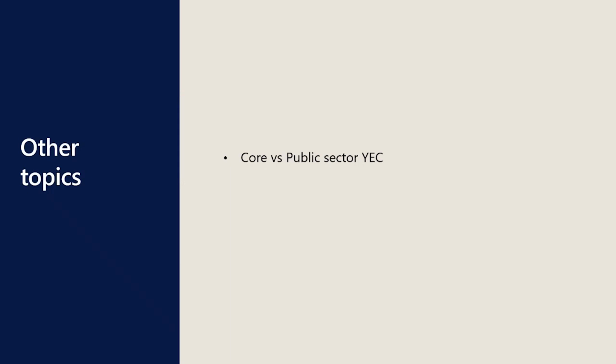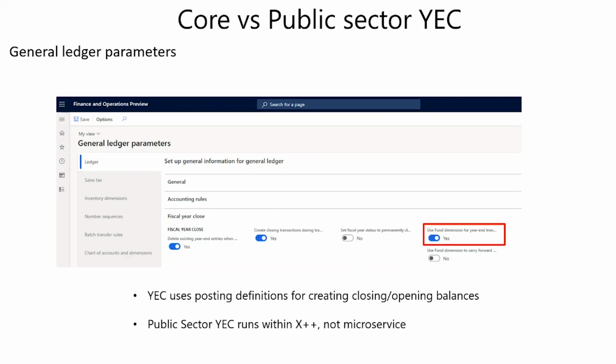Our last quick topic, and then we are ready for Q&A, is just a quick update on the core year-end close versus the public sector. Sometimes we get questions from customers like, how do I know if I'm using the core year-end close or the public sector version? That's actually determined by this one little setting in your GL parameters. So if you're on the ledger tab, if you go to your fiscal year close tab here, if you have your option to use fund dimension for year-end transactions, if that's set to yes, you are using the public sector version of the year-end close, and it is different than the core year-end close process.